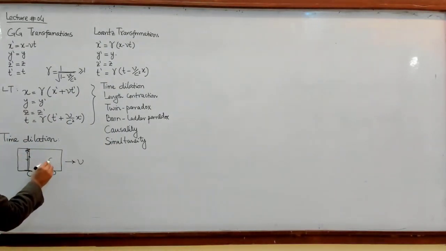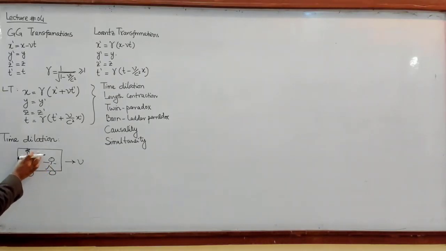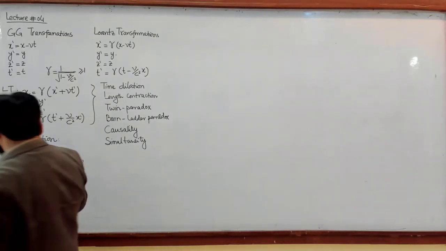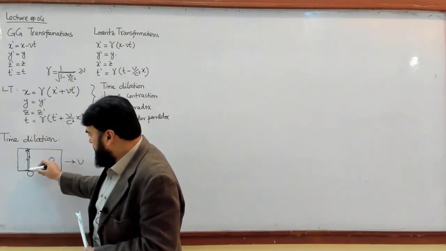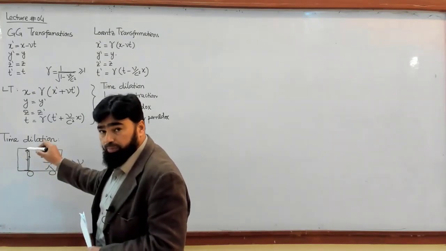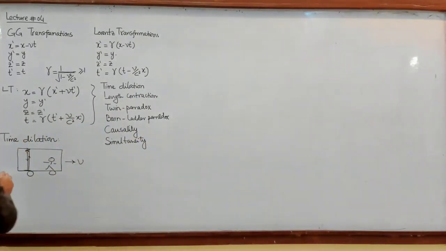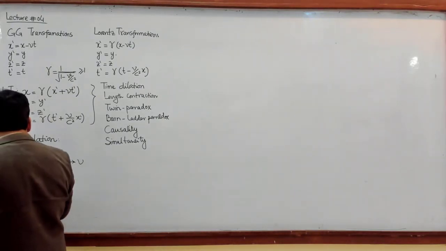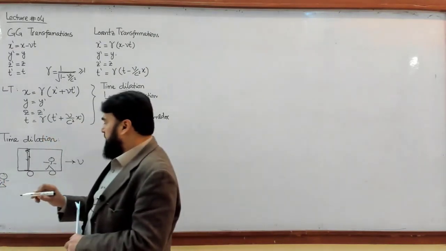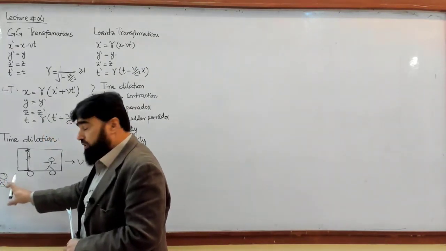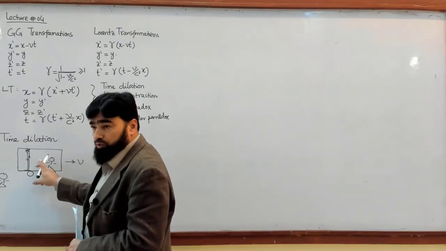And an observer who is here in this frame is measuring this time. How much time did it take to do the round trip? And another observer is here who is stationary and on the ground. So for this stationary observer, this frame is moving.